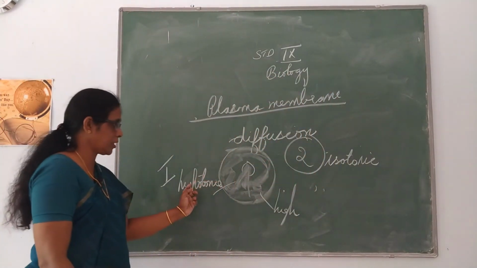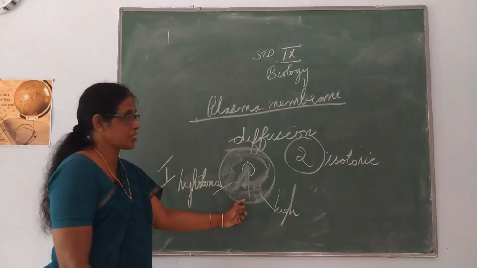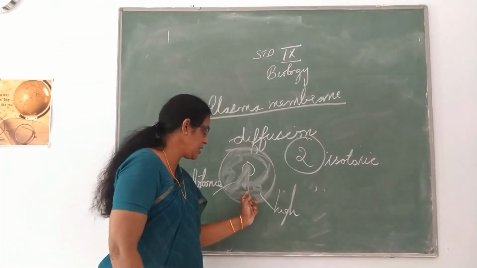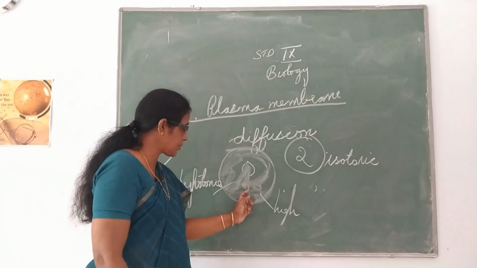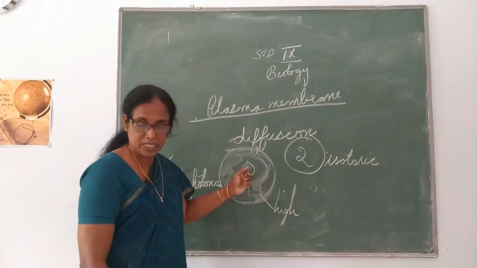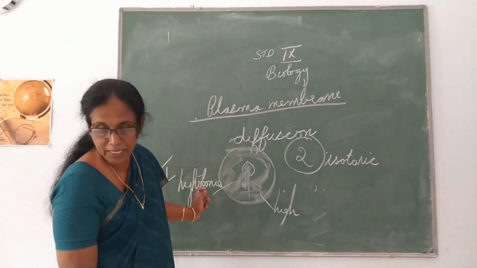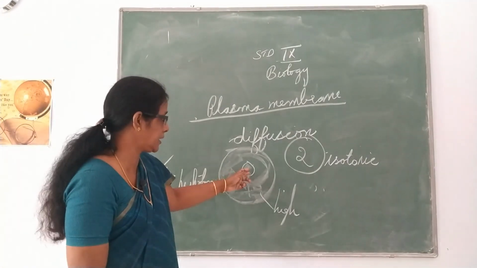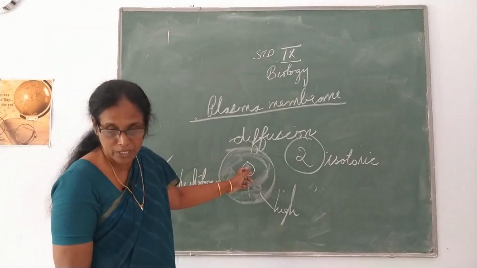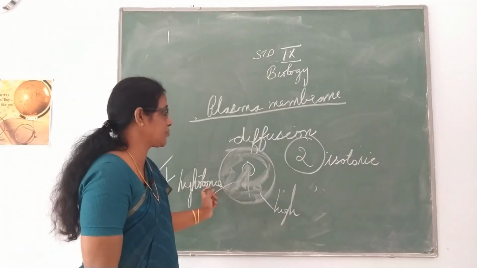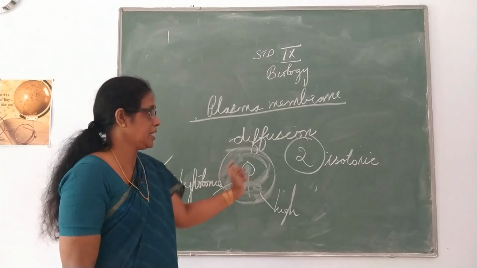See, hypertonic means if the concentration of the water is high, the water moves from this region to the cell. So this type of solution is known as hypertonic. The cell will gain water. The cell is gaining water by osmosis, and this solution is known as the hypertonic solution.